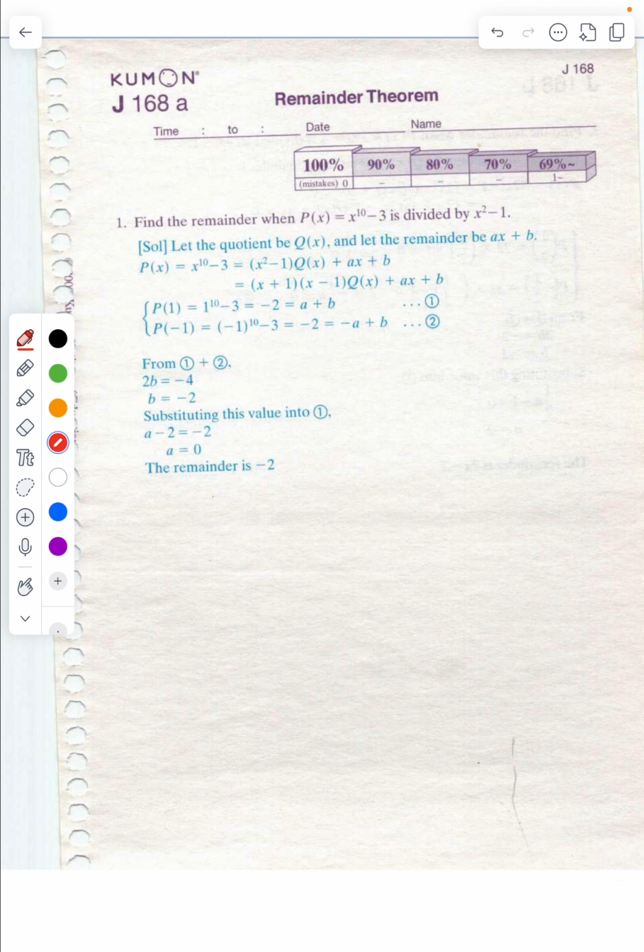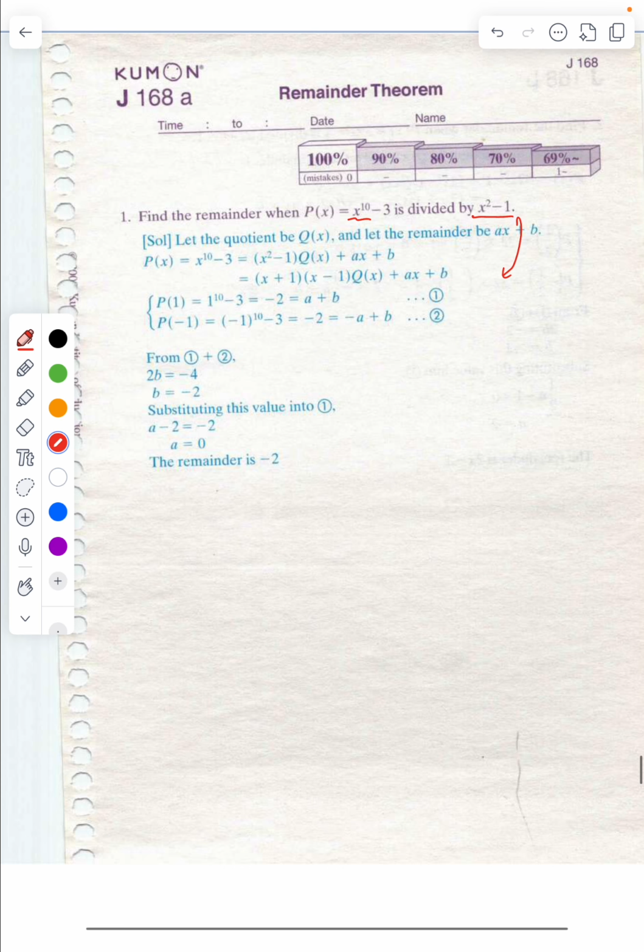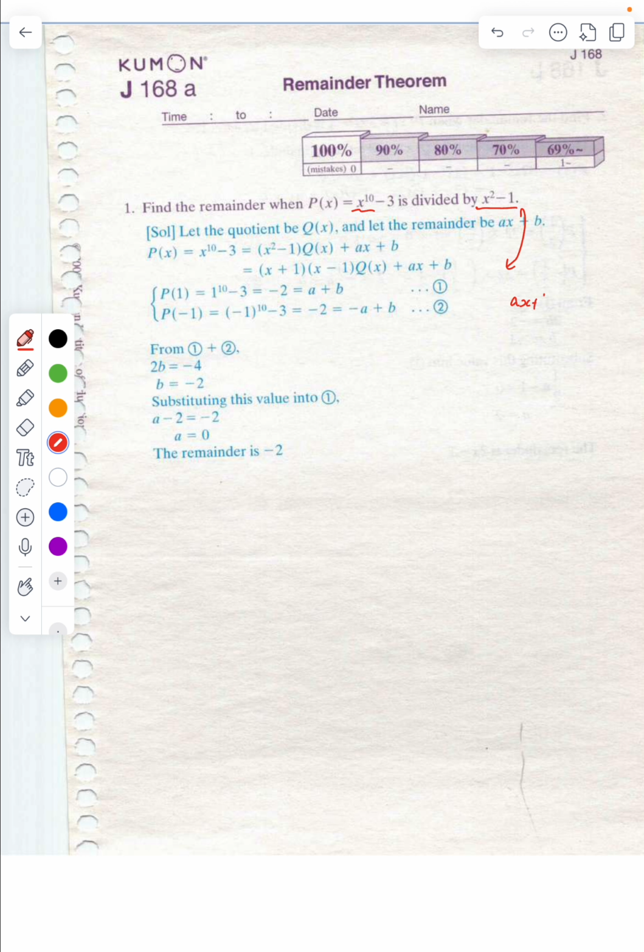So a lot of our students are struggling with this question because they see this is x to the power of 10, such a big number. But then again, if you're dividing by x squared minus 1, guess what? Your remainder is just going to be 1 degree lower, which is, in this case, ax plus b. So that's the 1 degree. And if you wanted to talk about the second degree, that's ax squared plus bx plus c. And third degree is ax cubed plus bx squared plus cx plus d, so on and so forth, right? So in this case, since our divisor is just x squared minus 1, we're just doing 1 degree lower.